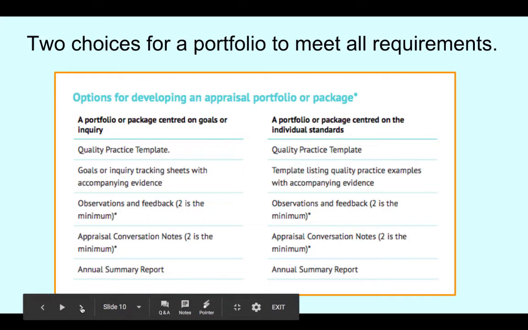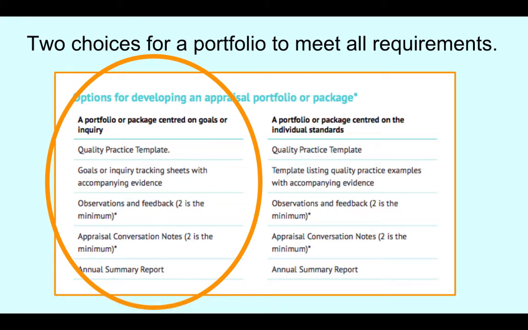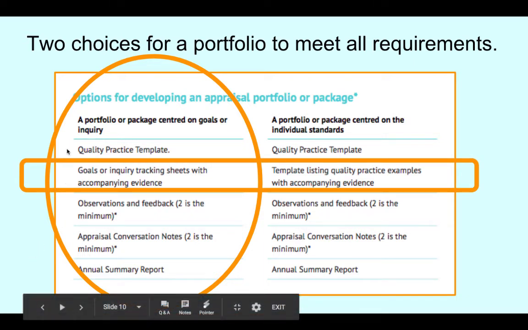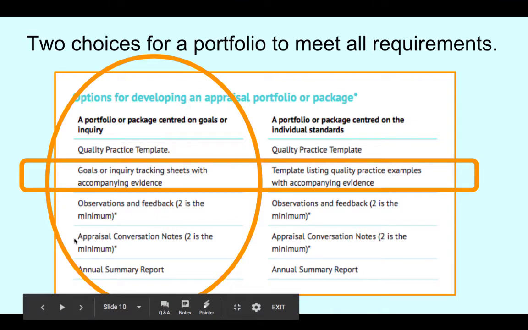Out of that document, I've copied this nice little table which summarises 2 different ways for reporting against the teaching standards. That on the left or that on the right. You can see that the only difference is what's in that second line there. So you need a quality practice template, you need at least 2 observations and feedback, you need at least 2 appraisal conversation notes recorded, and you need an annual summary report.